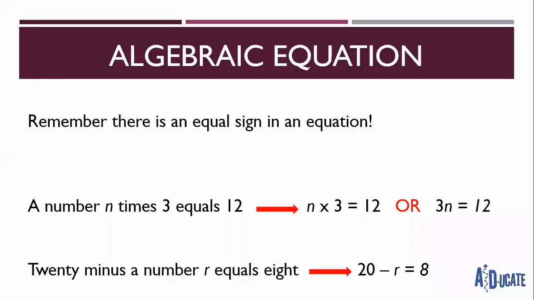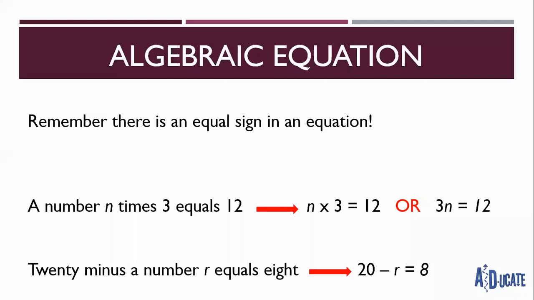Thanks for reminding us, KJ, about what algebra is all about. There's a letter because it represents a number, and that number we do not know. So in an algebraic equation, remember, equations always have an equal sign. This means that what is on the left side is equal to what is on the right side of the equal sign. Let's look at two examples.